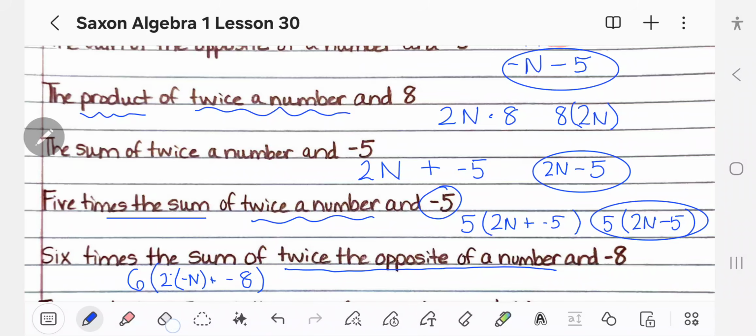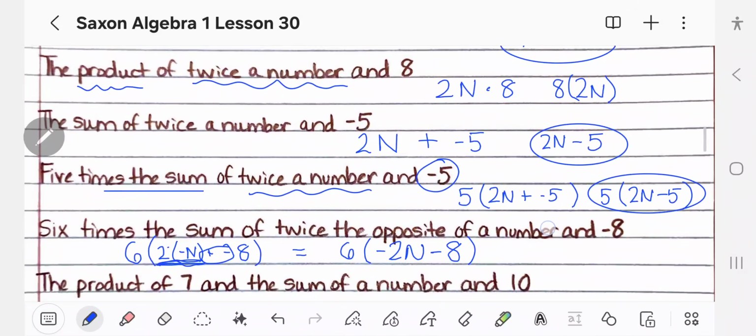Now that could all be simplified a good bit. Let me see in the book. They don't simplify it, but that could be simplified a good bit. You could say 6 times the sum. We could write this as negative 2n. And we can change this to a minus. Okay, and that would be the same thing.